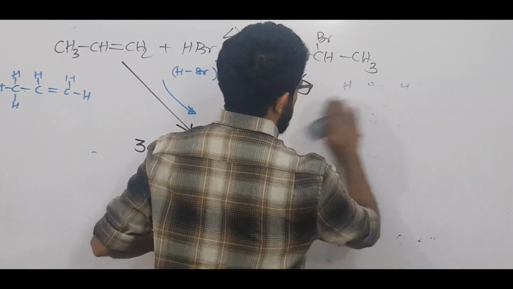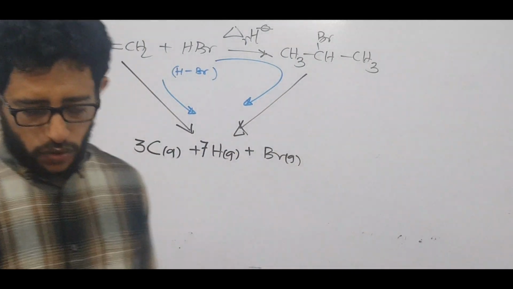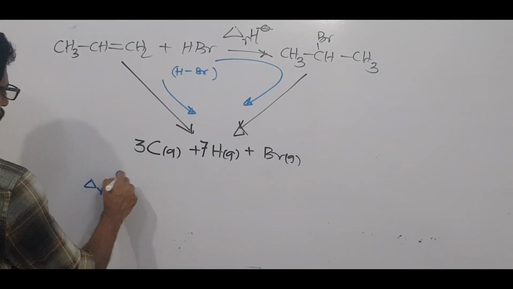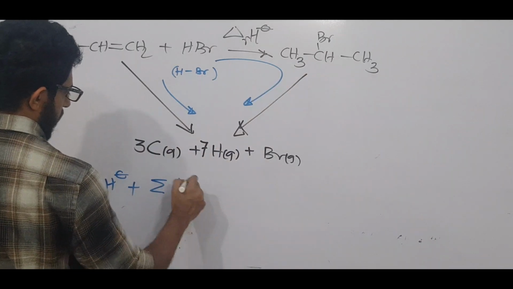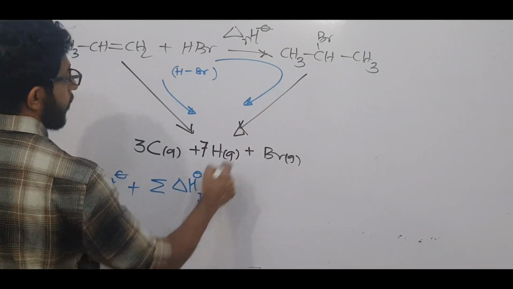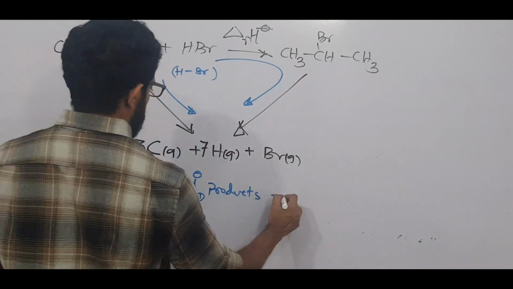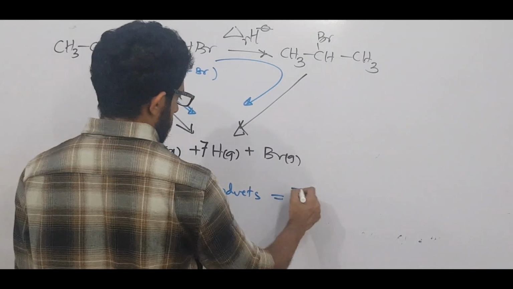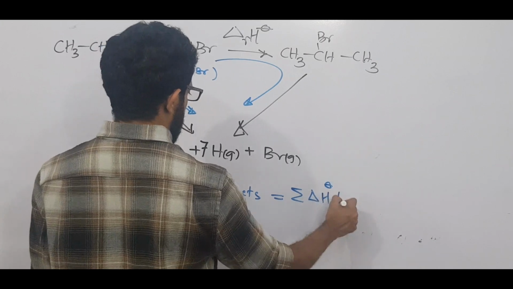Let's see the other way. The other way around is a formula. So the formula is: ΔRH equals the summation of enthalpy of bond dissociation of the reactants, minus, on the other side, the summation of enthalpy change of bond dissociation of the products.